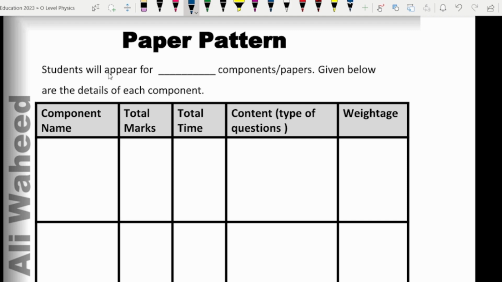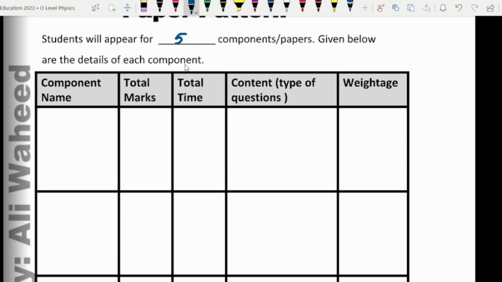All right, so first of all, students across AS and A2 collectively will appear for 5 components or 5 papers. Three of them they'll have in AS, and the remaining 2 they will have in A2.